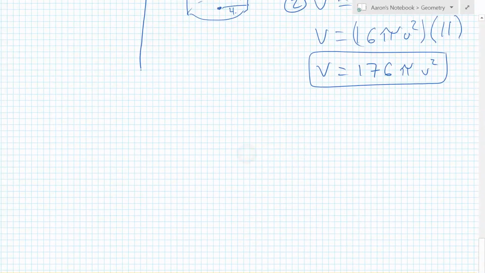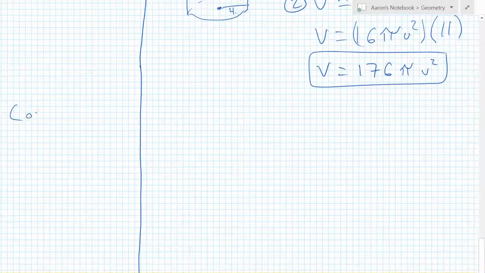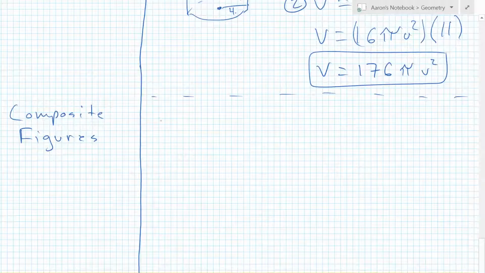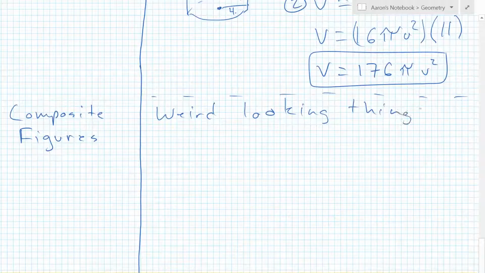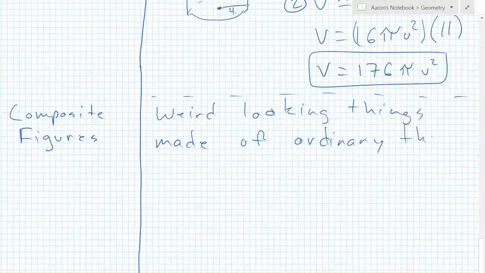Now, I told you that we were going to talk about composite figures today. So we're going to talk about composite figures today. Composite figures are just weird looking things made of ordinary things mashed together.